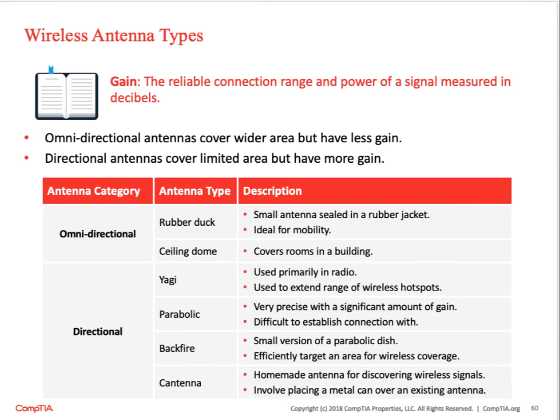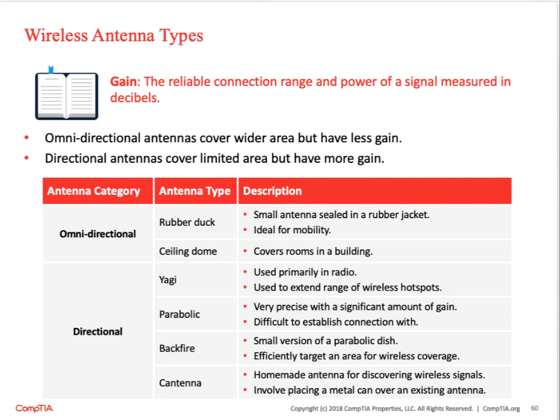Wireless antenna types. Wireless networking signals can be amplified using different antennas. Two of the main categories of antennas are going to be omnidirectional and directional. Directional antennas are going to transmit signals to a specific point, and as a result, they typically have a large amount of gain. This gain is actually the reliable connection range and power of a signal, measured in decibels.